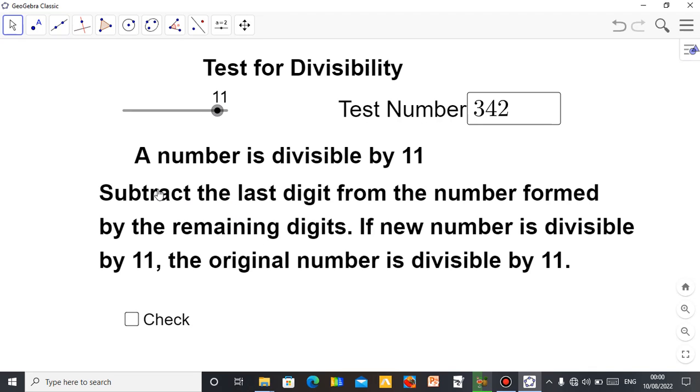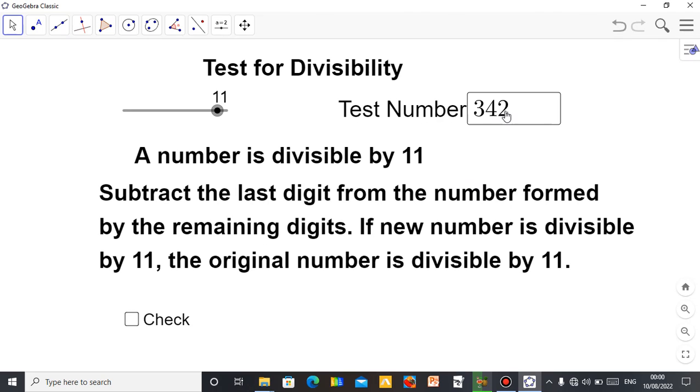Then 11 also has a kind of long procedure, like 7. You see what the statement says: subtract the last digit from the number formed by the remaining digits. If the new number is divisible by 11, the original number is divisible by 11. What this means is, if I want to test if this number is divisible by 11, all I need to do is subtract the last digit from the number formed.